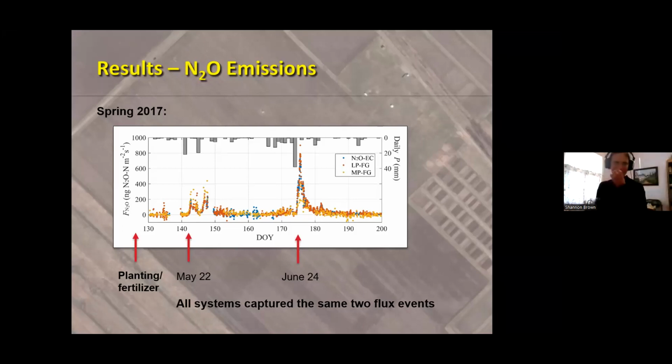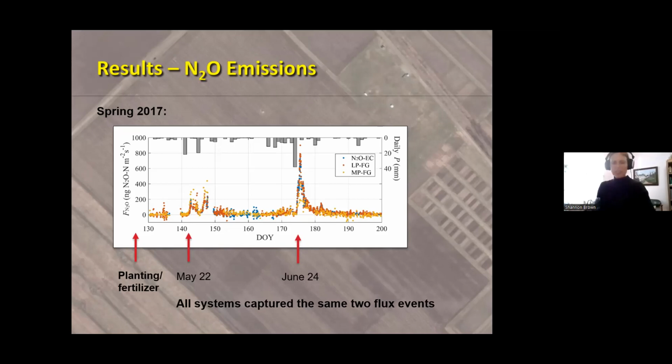So, results with the N2O emissions over the spring of 2017 period. There were 2 emission events. One was a smaller event after the first rainfall on May 22nd. This was a very dry spring, so the soil moisture was very low when that first rainfall event occurred. And then again, it was very dry. Then in June, there was a second larger rainfall event that triggered stronger emissions from the site.